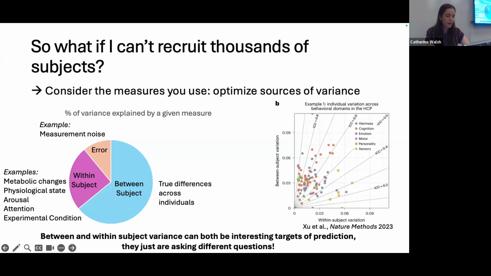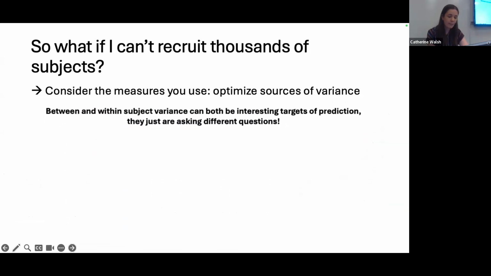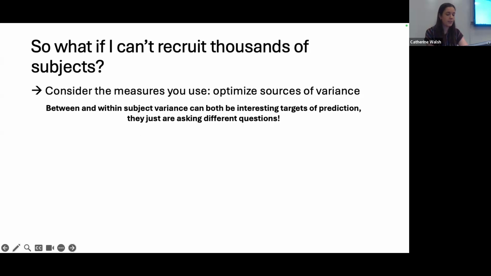But within subject variance can be just as important. These could be things like fluctuations in psychiatric symptoms across a lifespan, understanding how some sort of cognitive task or cognitive process develops over time. And these are just as important, they're just different. And so with that in mind, different questions necessitate different kinds of tasks. And I'm going to give you a little bit of hand wavy math and statistics to show you why.